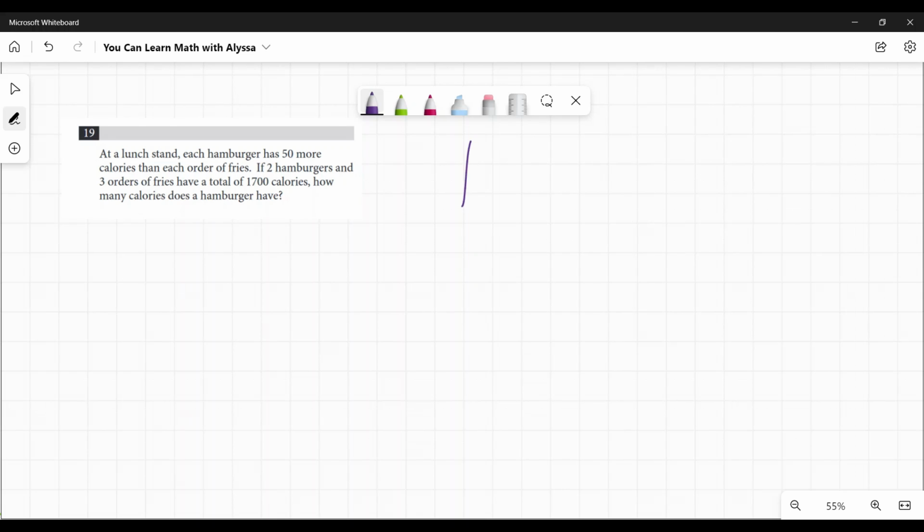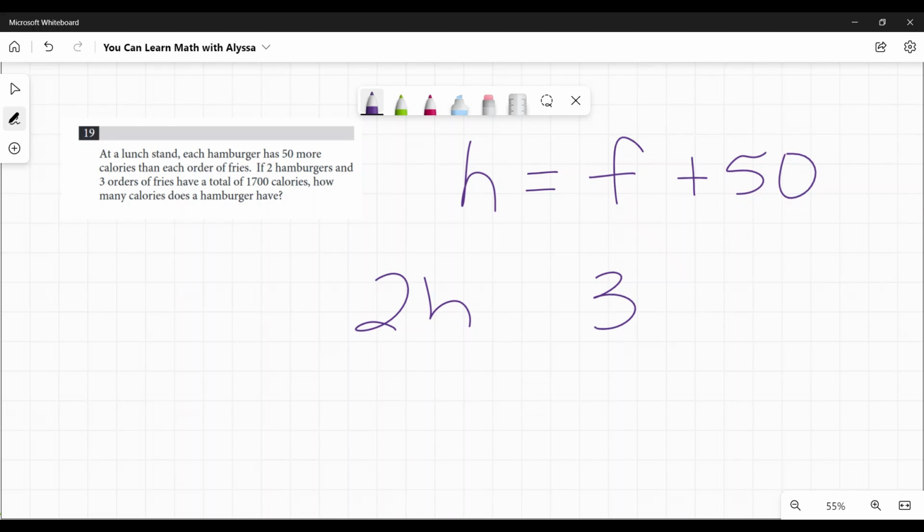So each hamburger, I'm going to use a variable h, has 50 more calories than the fries. So the number of calories in h, that's what h is representing, a hamburger, is the calories in a fry plus 50. Okay, so that's what I've got from that first sentence. Then we're told if 2 hamburgers and 3 orders of fries have a total, so I'm adding, of 1,700. How many calories does a hamburger have?